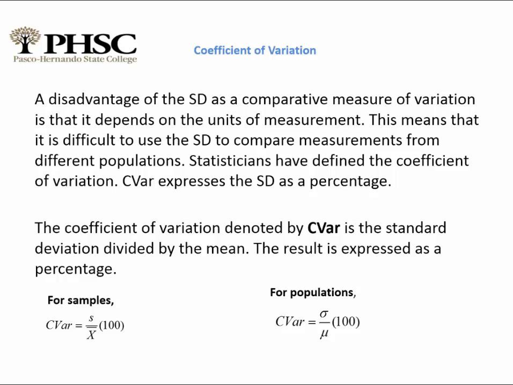So statisticians have defined what we call the coefficient of variation, and this simply expresses the standard deviation as a percentage. So the coefficient of variation, denoted by C var, is the standard deviation divided by the mean, and the result is expressed as a percentage. So for samples, we take the sample standard deviation divided by x bar times 100. For a population, we take sigma divided by mu times 100.